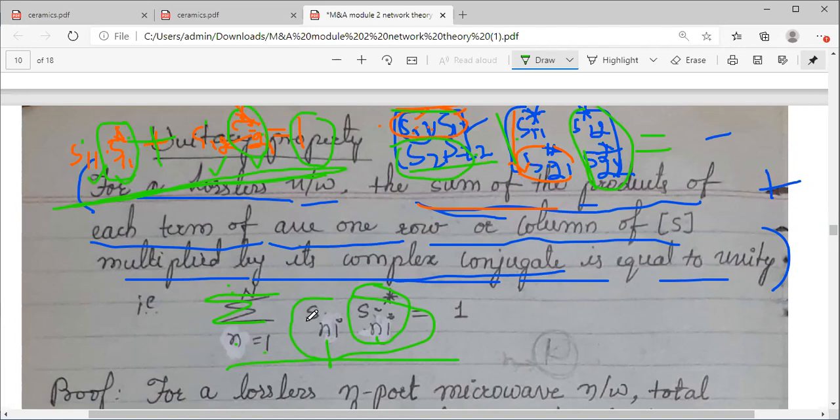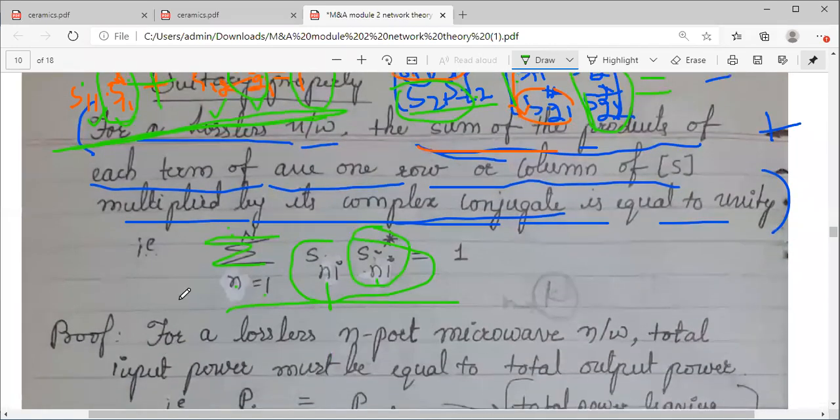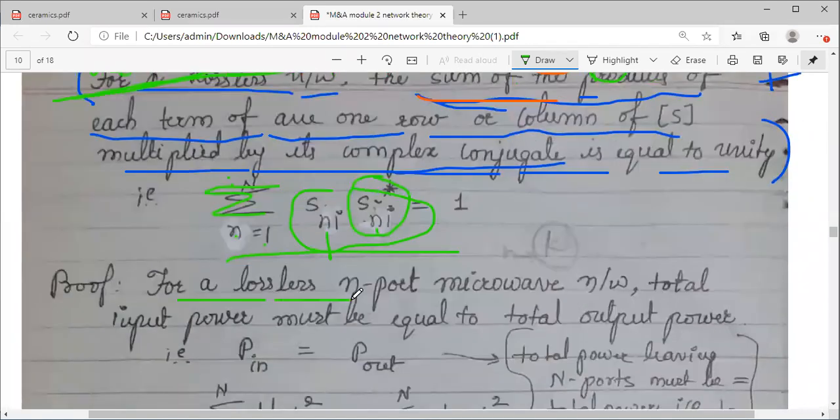Let us go for the proof of this property. For a lossless n-port microwave network, the total input power must be equal to the total output power. So we are starting with the ideal lossless network. There will not be any resistance for the flow. Hence, whatever input you give, you get the same amount of output. So this is what a lossless network means. So we are taking the definition of that.